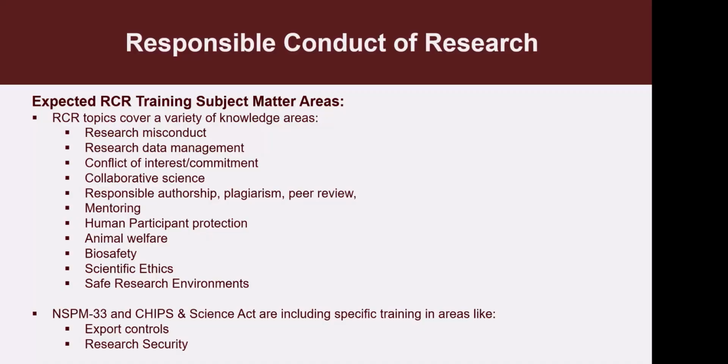And so here are some of the subject matter areas that are covered, and you can read these. It's pretty basic how you would conduct research responsibly. You want to make sure that you are having responsible research data management, that you have an understanding of what research misconduct is, responsible authorship. Mentoring is a big one. Different compliance areas like human subjects, animal welfare, biosafety, scientific ethics, safe research environments. And then, like I mentioned before, export controls and research security are starting to become included in this required RCR training subject matter areas as well.